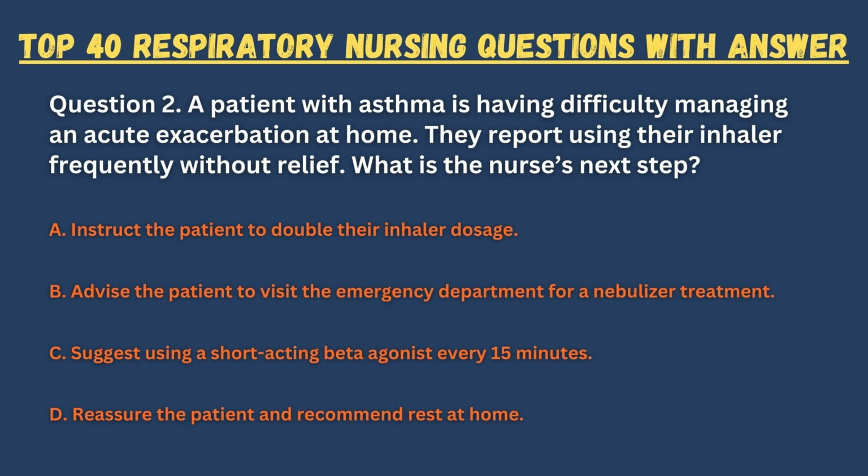Question 2. A patient with asthma is having difficulty managing an acute exacerbation at home. They report using their inhaler frequently without relief. What is the nurse's next step? A. Instruct the patient to double their inhaler dosage. B. Advise the patient to visit the emergency department for a nebulizer treatment. C. Suggest using a short-acting beta agonist every 15 minutes. D. Reassure the patient and recommend rest at home.